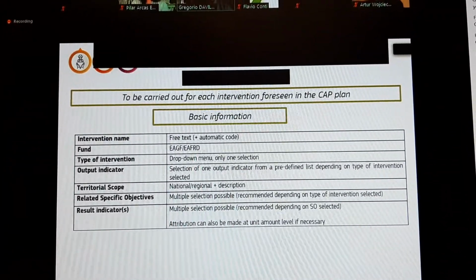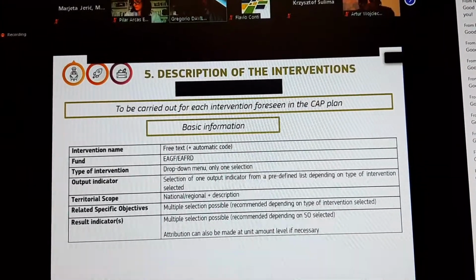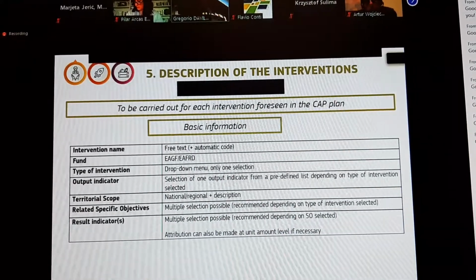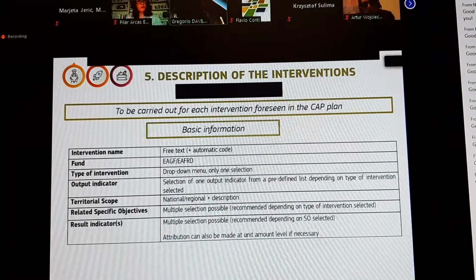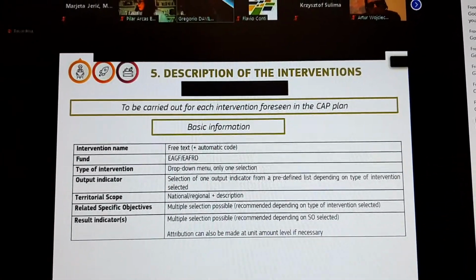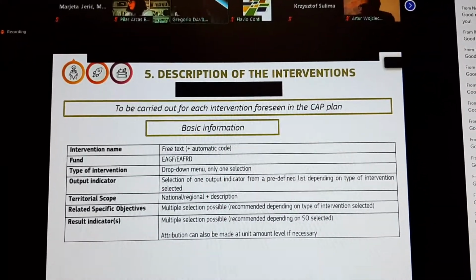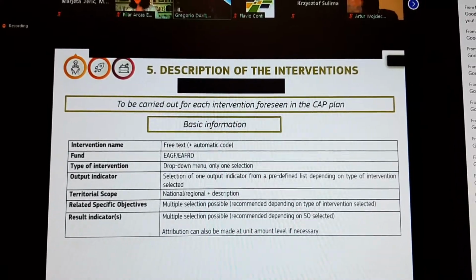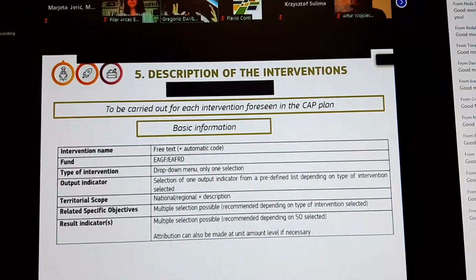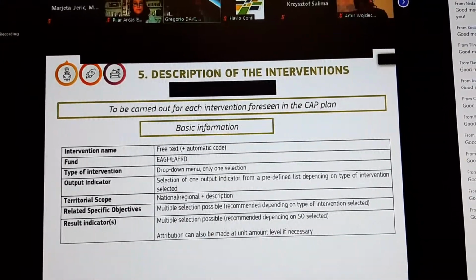As regards the result indicators, it's pretty much the same. Depending on the specific objectives that you have selected, you will be offered a set of result indicators that are the ones we consider more relevant to capture the contribution to those specific objectives. Of course, the result indicator list is open, so you eventually could select any other result indicator from Annex 1, but we will offer you a predefined selection to facilitate the introduction of such information.